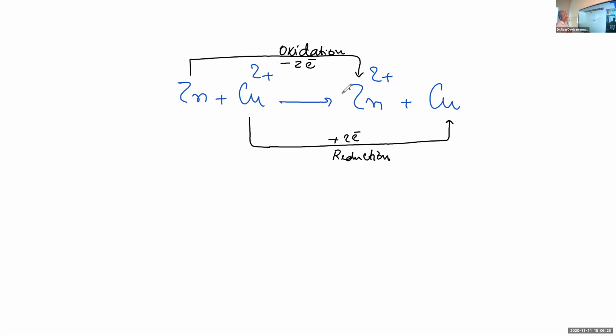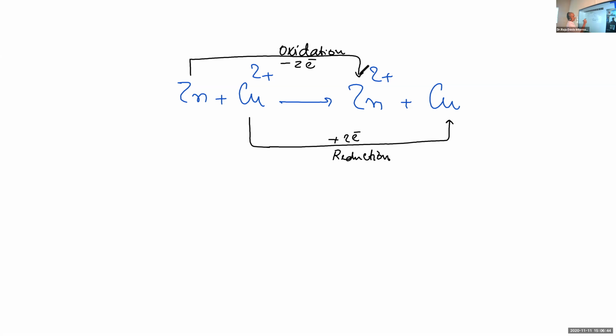That is reduction. And which is the oxidizing agent and which is the reducing agent? Oxidizing agent accepts electron. Which reactant is accepting electron?